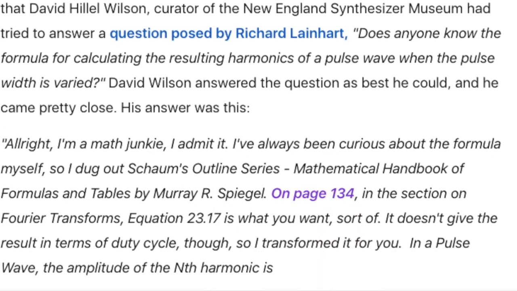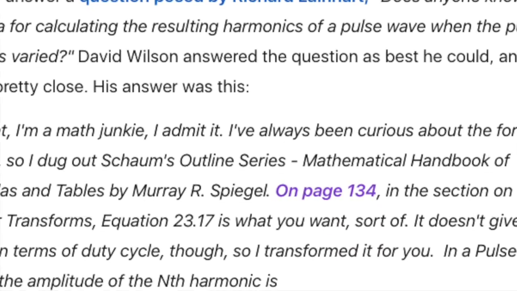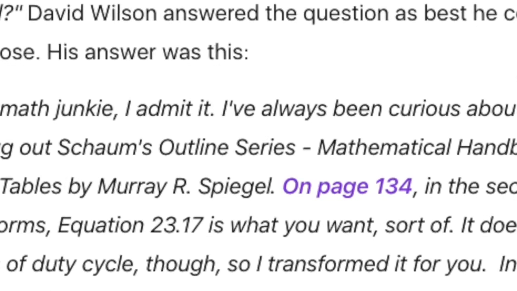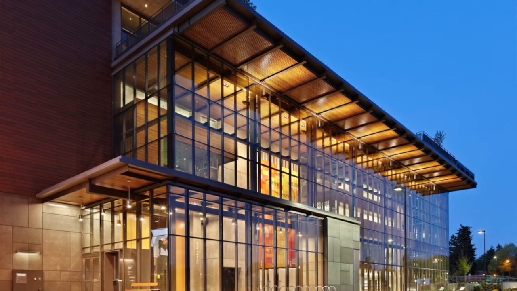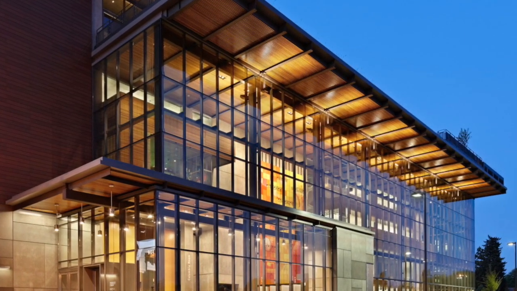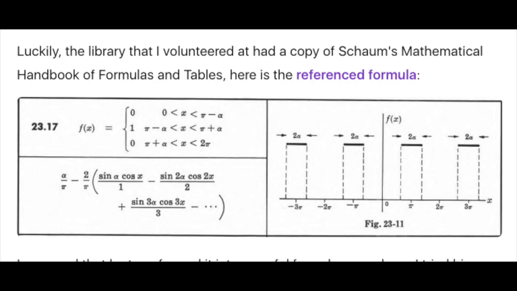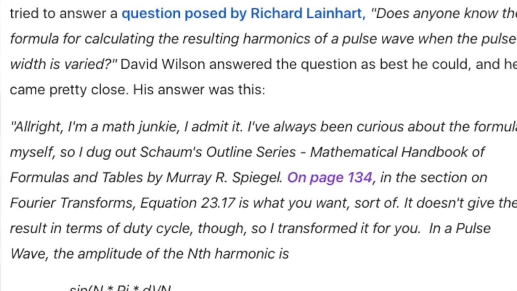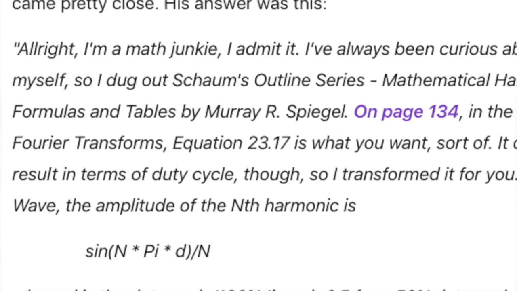And he says, so I read this stuff in Schaum's mathematical reference, and it was a pretty cool book. Because I was volunteering at the library at the time, at the Vancouver Community Library, guess what we had in the library? We had Schaum's series. And so I found the book he was talking about, opened the page, and it wasn't really that helpful for me because I'm not really an expert at this stuff. But apparently David Hillel Wilson was. And so he interpreted it, and he came up with a formula, and this is it.